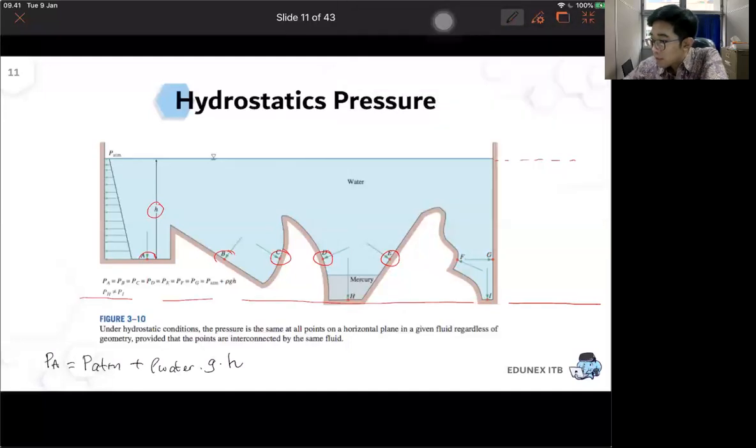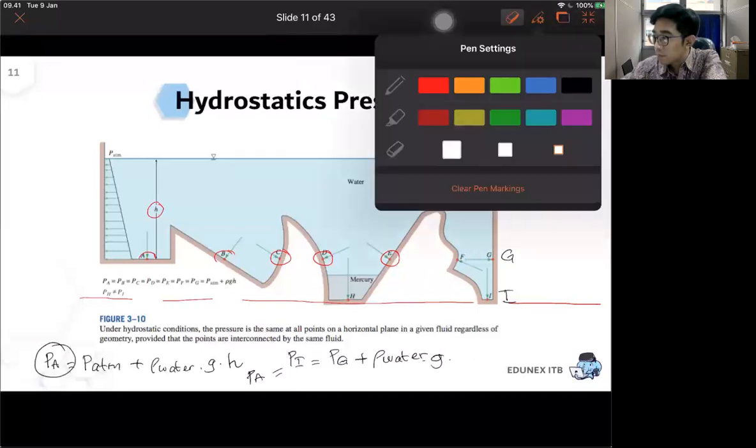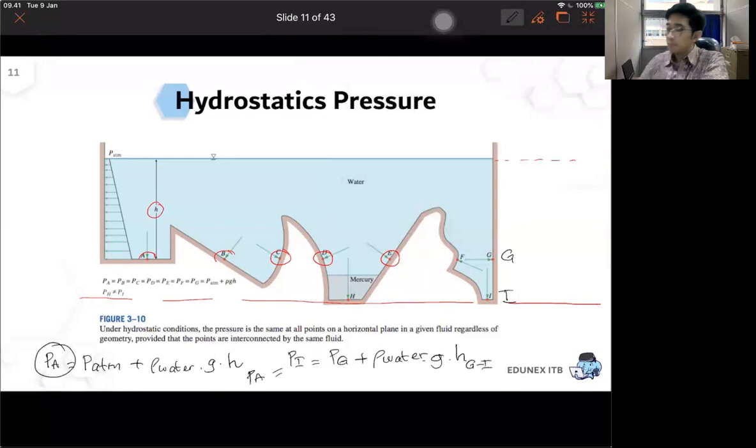Now, how about this? G and I. Is the pressure the same? No, sir. No, because the position is different. I is deeper than G. Then P at G is the same as PA, right? PI is PA, the same as PG, plus density of the water times g times the distance between G and I. Okay, so the pressure at point I will be the pressure at point G plus density of water, because the liquid is still water, times g times height from G and I.